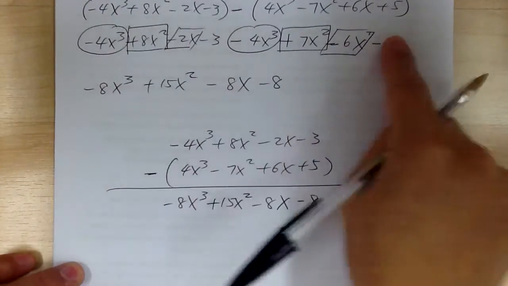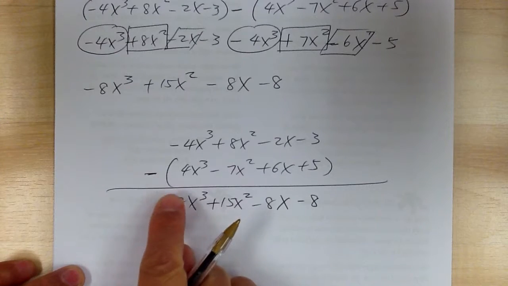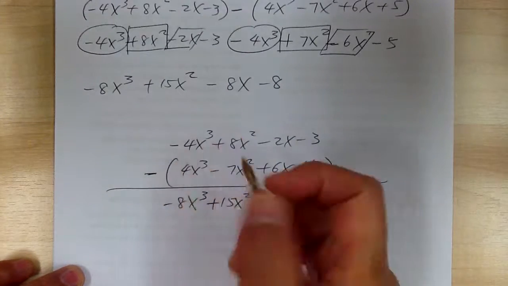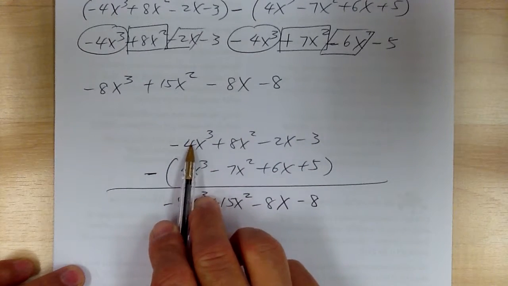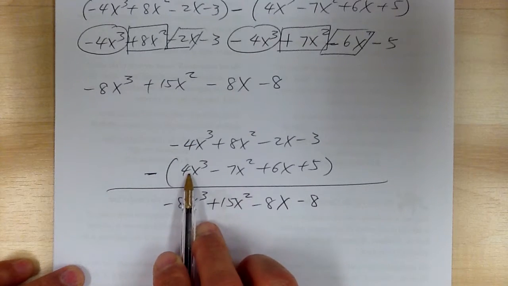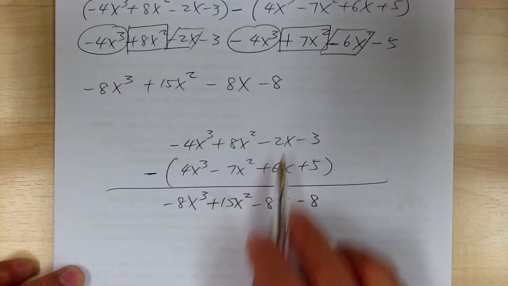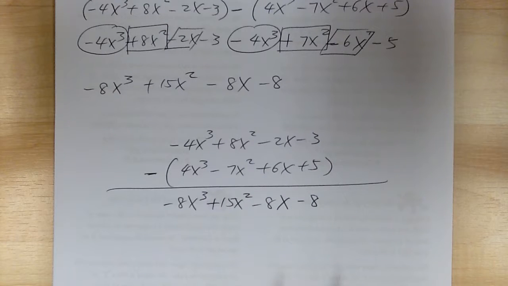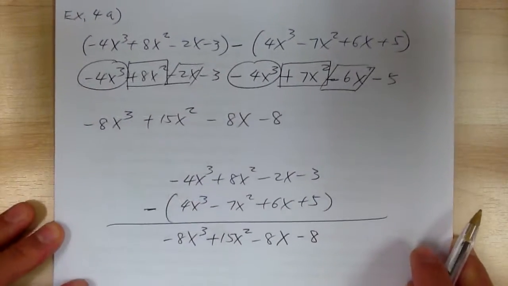You should end up with the same answer. So this is horizontal, this is vertical. Watch out for the vertical method. Make sure you remember to use each coefficient to subtract. Negative 4 minus 4 gives you minus 8, and do that for each one. Okay, let's go and do some practice.